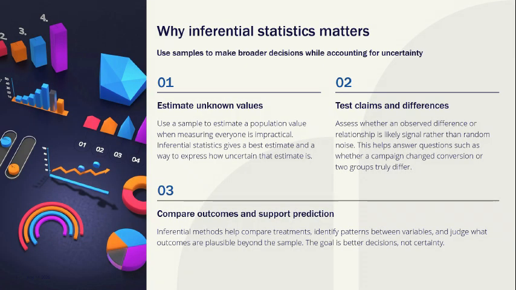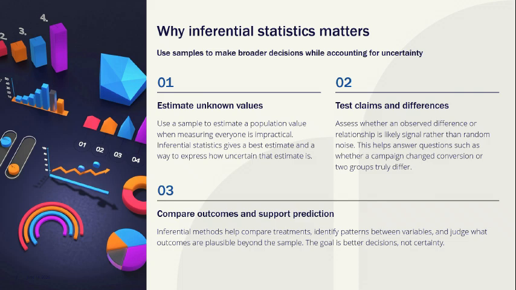First, it helps us estimate unknown population values. For example, we might survey 1,000 voters and estimate how an entire country's population intends to vote. Second, it allows us to test claims and determine whether observed differences are real or simply due to random variation. For instance, did a new marketing campaign actually increase sales? Third, inferential statistics helps us compare outcomes, identify patterns, and support future predictions. The ultimate goal is not certainty, but better decision-making under uncertainty.